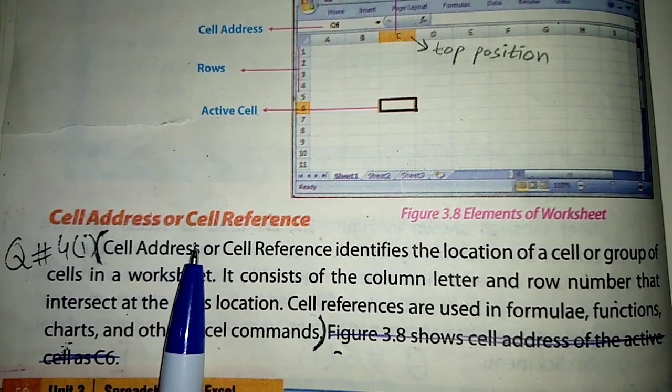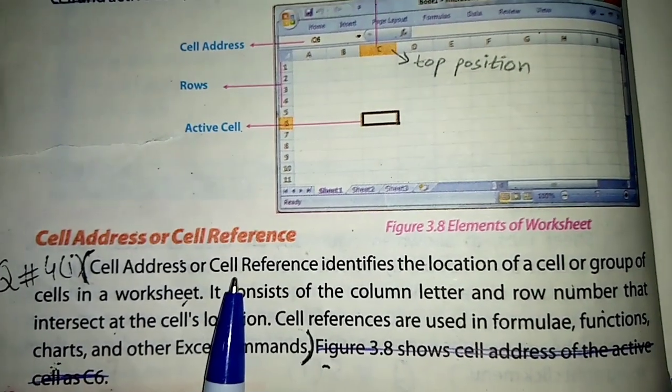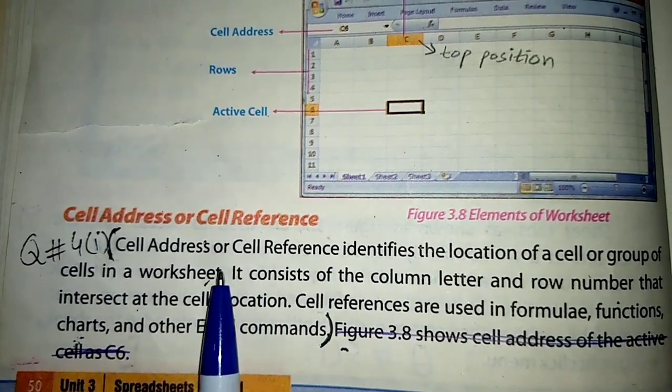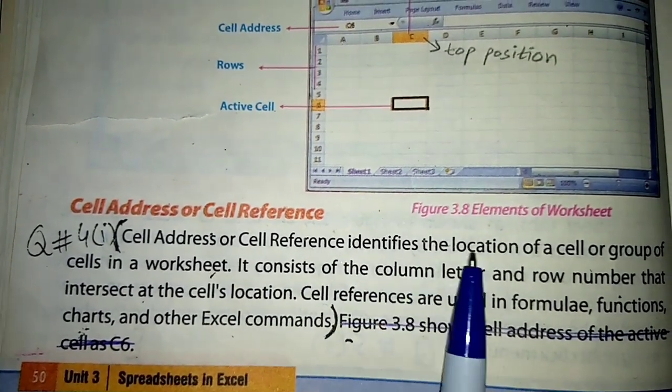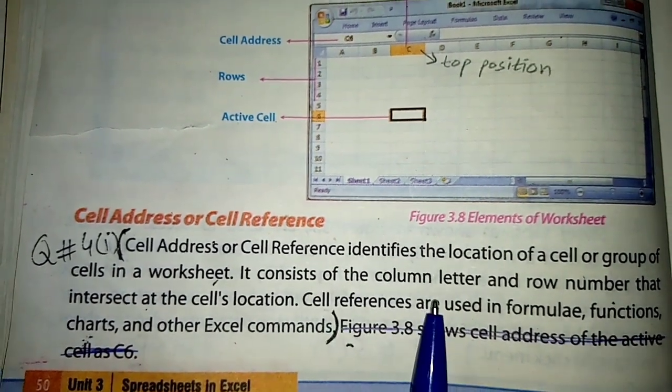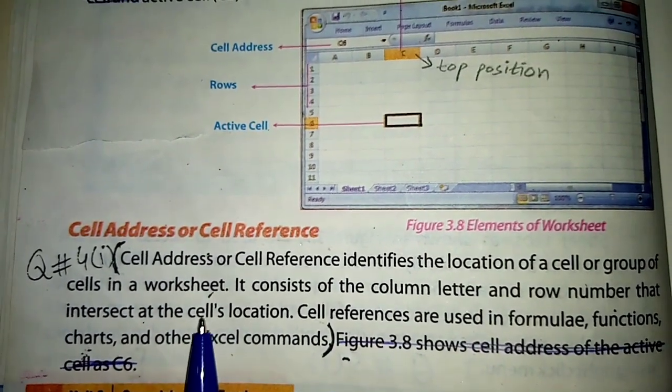Next is cell address or cell reference. Just like home address, school address, there is also an address associated with each cell or group of cells. Cell address or cell reference basically identifies the location of a cell or group of cells in a worksheet. It consists of a column letter and row number that intersect at the cell's location.